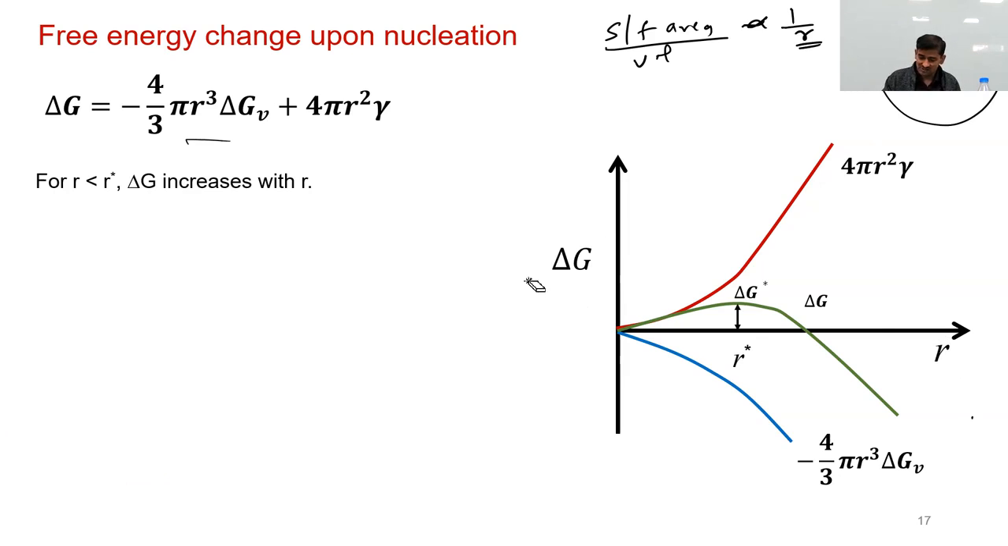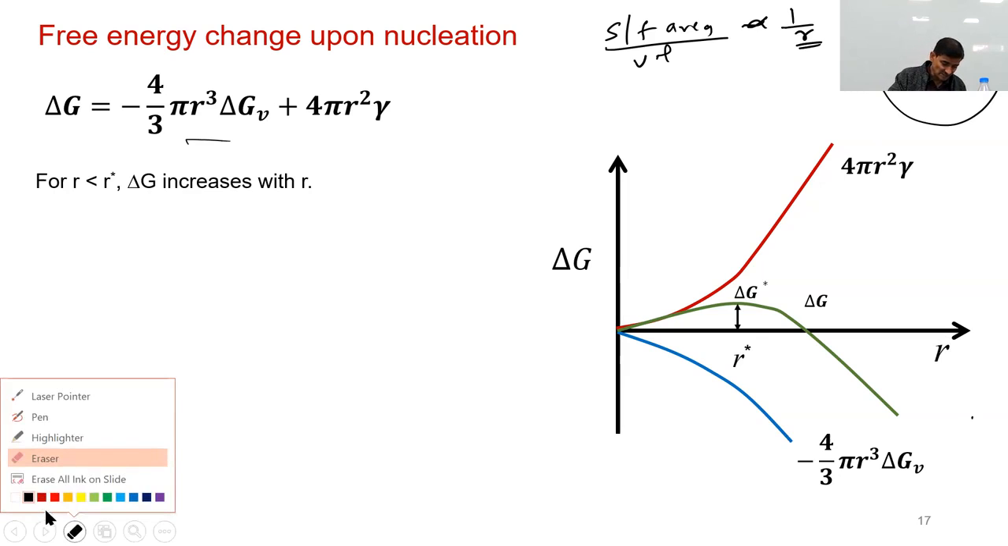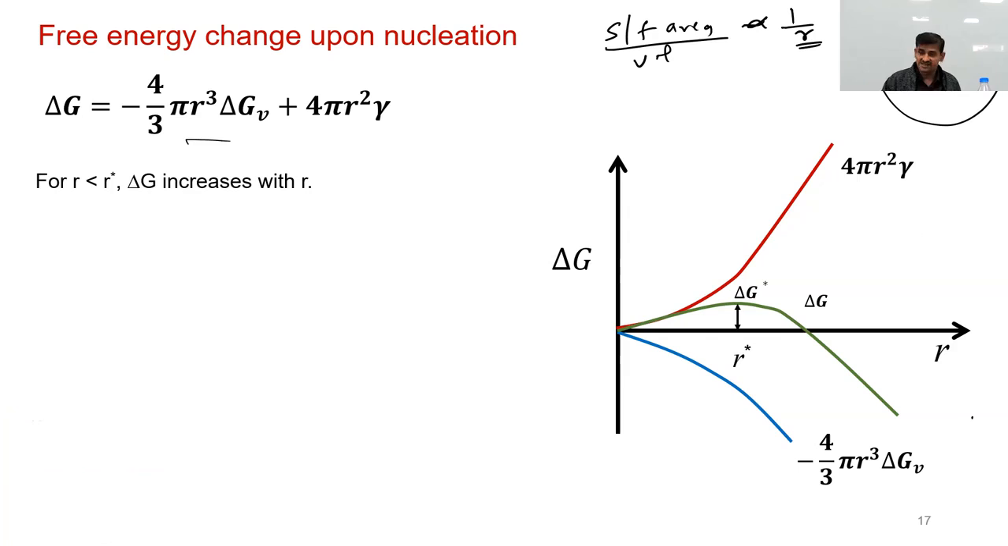So look at these two terms now. One term is actually increasing and the other term is decreasing. If we try to add these two terms, this particular term will be dominant at low radius, and this term will start becoming dominant at higher radius. So if we do a simple addition, you'll realize that there is a certain critical radius R star at which, or beyond which, the delta G will start becoming negative.